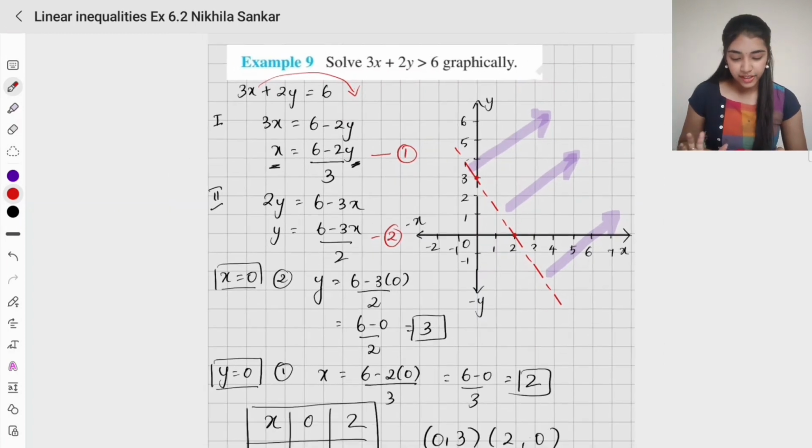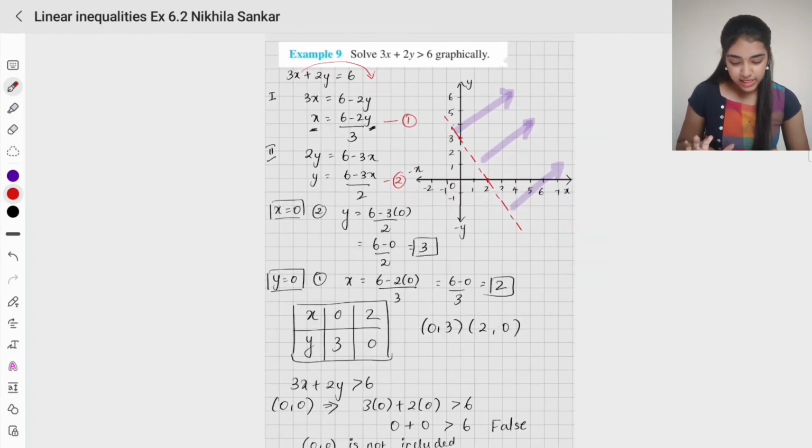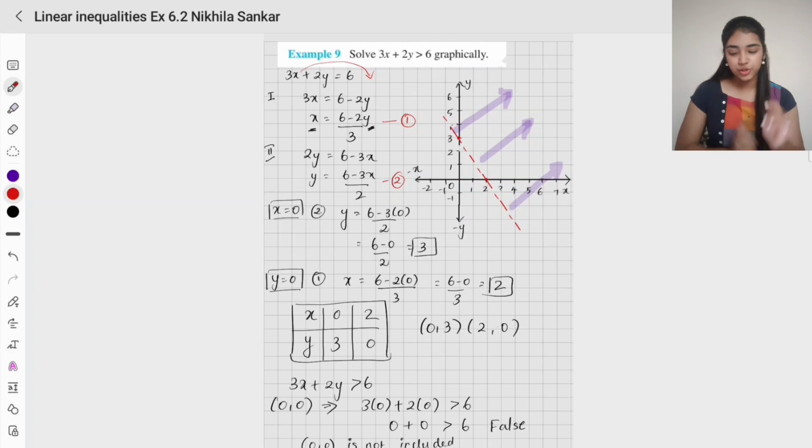So this is your final answer. Your answer is the upper half plane. That's the solution. You have found the solution graphically. Okay? Please copy.